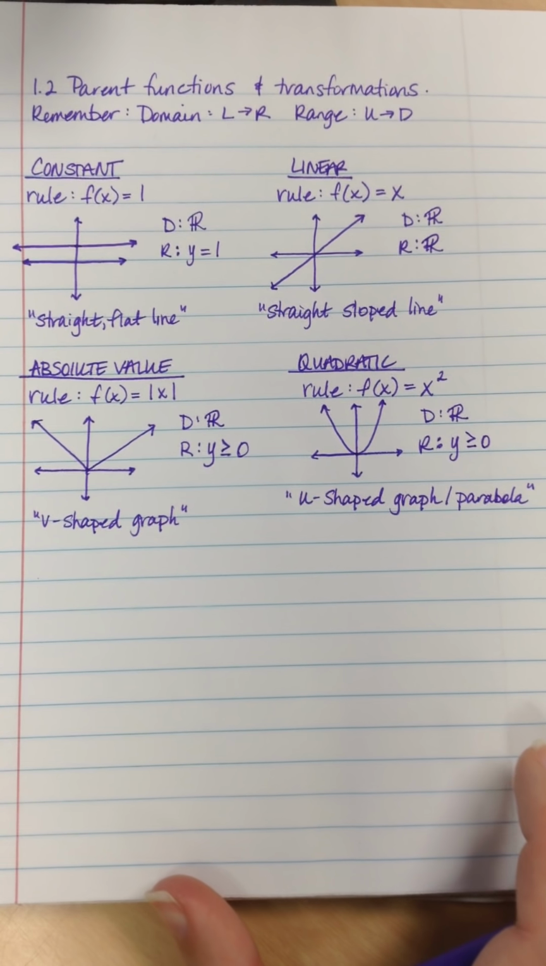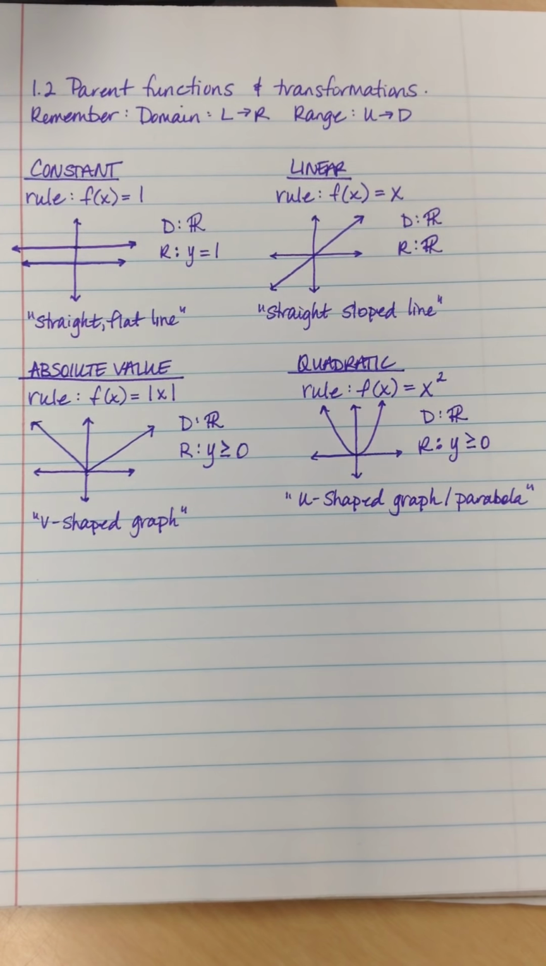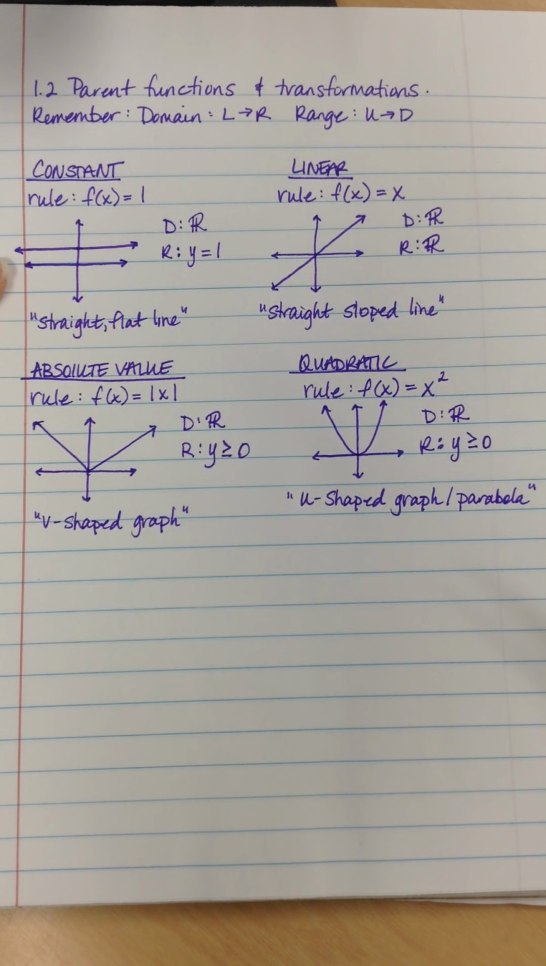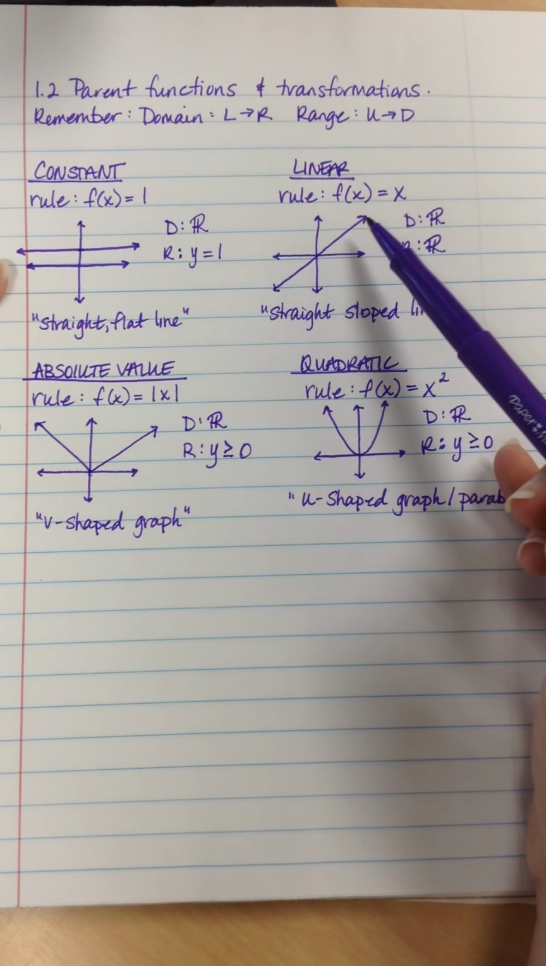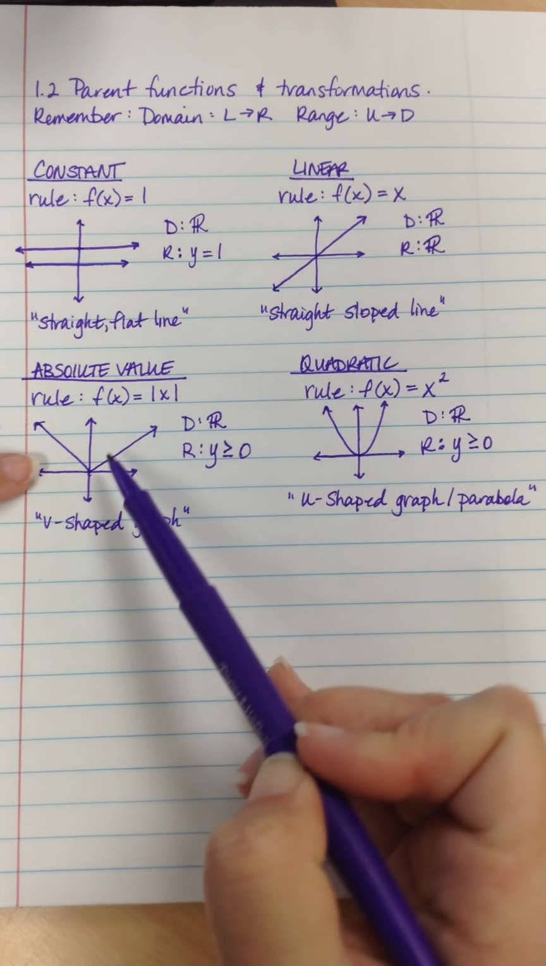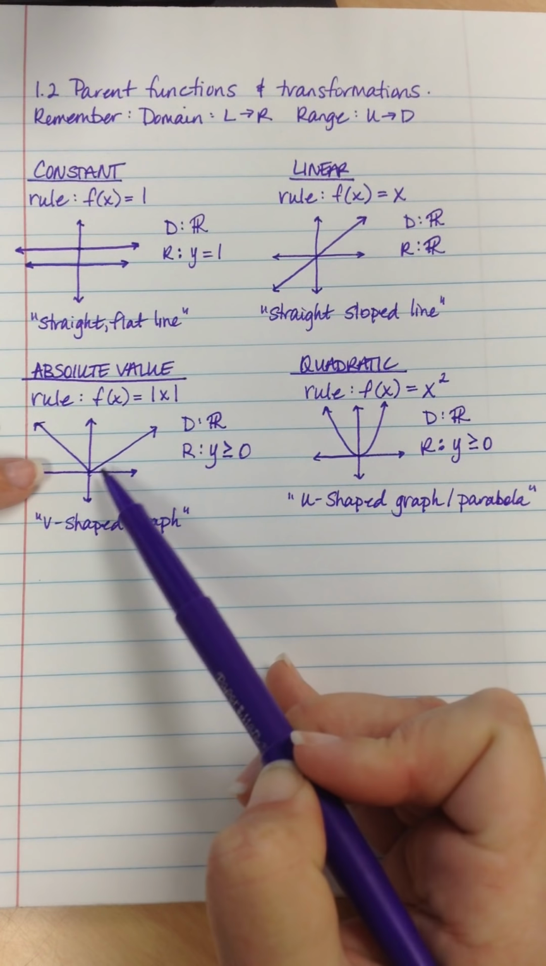Okay, these are your 4 basic parent functions. A couple of ways to pick out which one you have. We're going to need to be able to identify whether we have constant, linear, absolute value, or quadratic. Again, the constant has a straight flat line. Your linear, that's a line with slope. Absolute value, that's easy, the graph looks like a V. Quadratic, you've seen before. That's your U-shaped parabola.